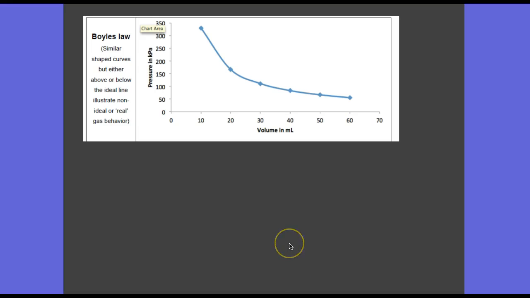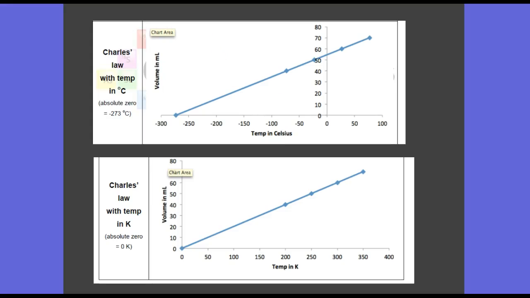Boyle's law. We have pressure and volume. It's inversely related. So if the pressure decreases, the volume increases. It's like if you had a syringe and you let go of the pressure on it, the volume inside would increase. It means that you're not squishing the molecules as close together.